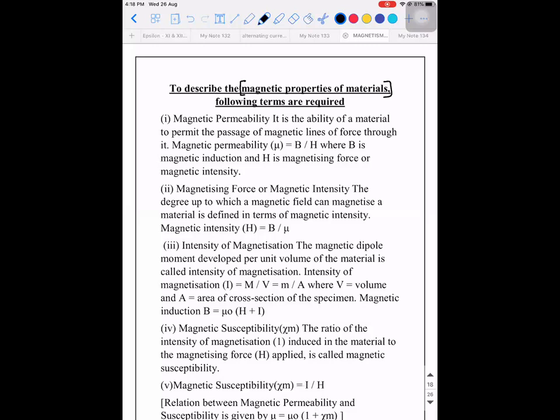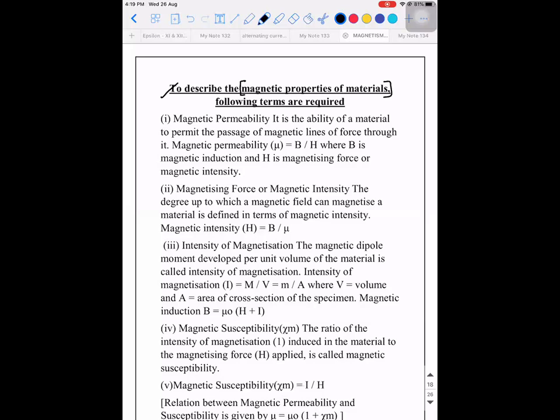I told you one important point here. Remember, every material is made up of atoms, and atoms are made up of electrons. Every electron is going to revolve in an orbit. So every material is going to have magnetism associated. But the extent to which it has it is again known in this part. Shall I start? There are a few definitions.